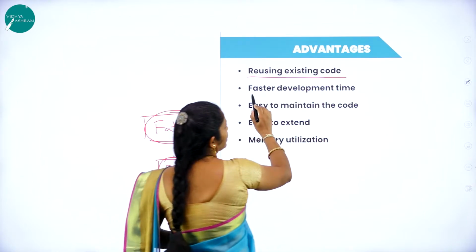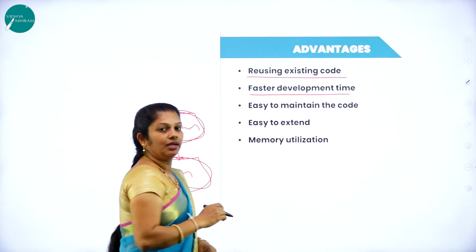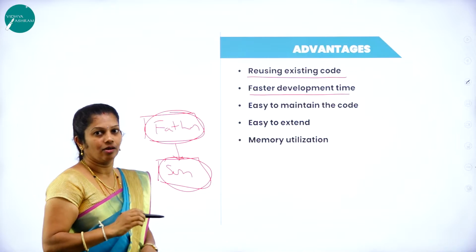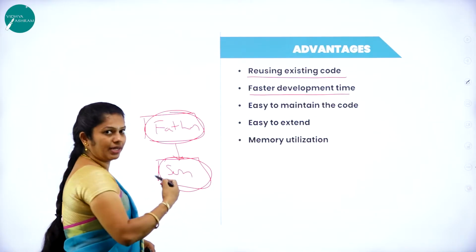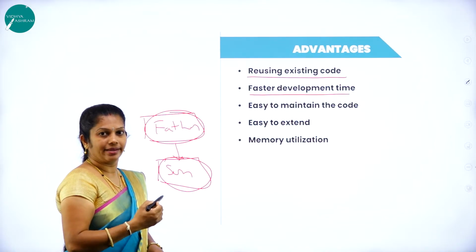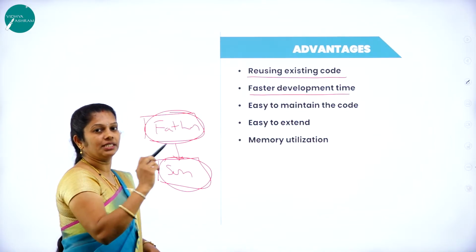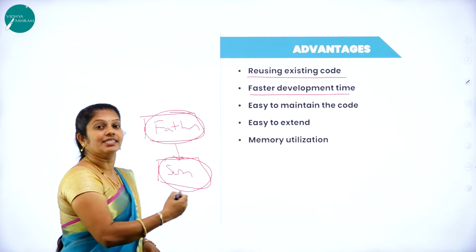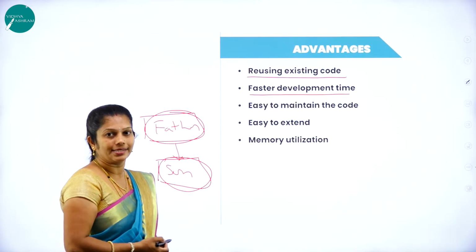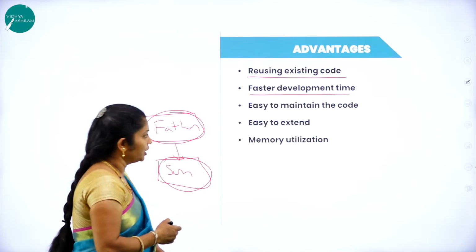And here, faster development time. Time consumption is reduced here. Already I told you the father has some properties. While writing the son's properties, there is no need to write the same code once again. Only in one line I have to mention that this son has the properties of the father. Then obviously time consumption is reduced because there is no need to write the code once again. That's why time consumption is reduced.